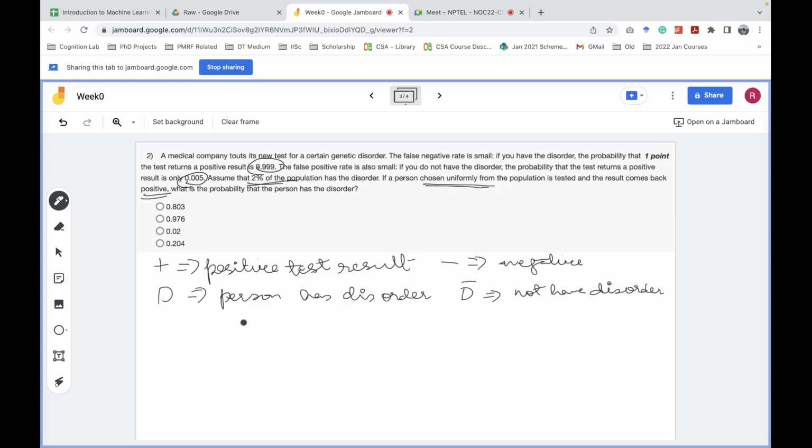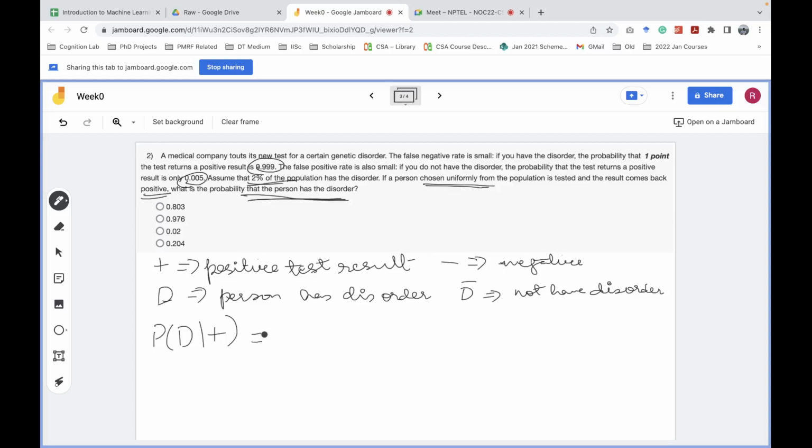All right, does anyone want to tell me what probability you want to compute? The probability that the person has the disorder, but what is it in terms of these events we have written till now? We have some information already given: the person is chosen uniformly and the result comes back positive. So under this positive test result, what is the probability that the person has the disorder? We need the probability that the person has the disorder given I have a positive test result, right?